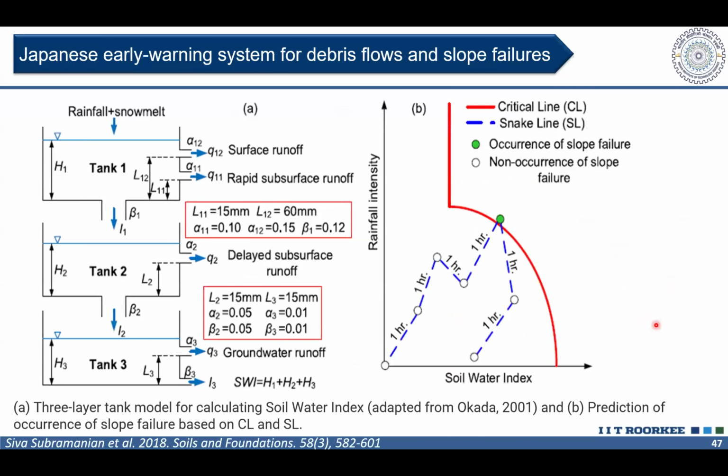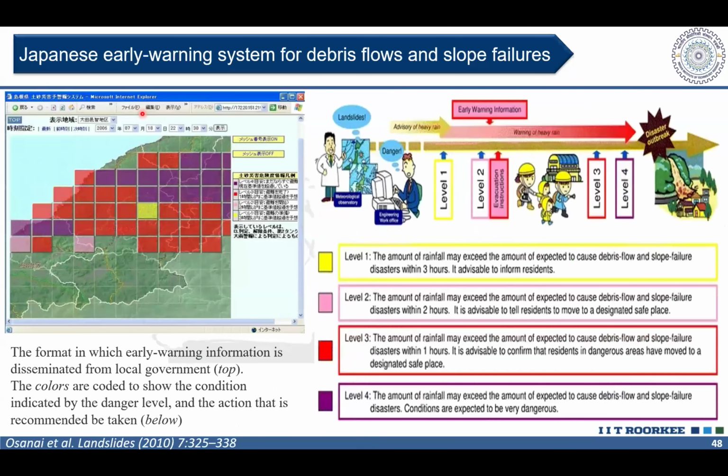For this, the hydrological understanding of the catchment is fundamental, and this is a tank model developed by Okada Shinsei in 2001, and it is widely practiced in Japan even now. There are some hydrological model-based parameters here. It can also calculate rainfall, and we introduced snow melt into this model. And we established thresholds for many regions across the Hokkaido prefecture in Japan. So this is the operational system for debris flows and slope failure.